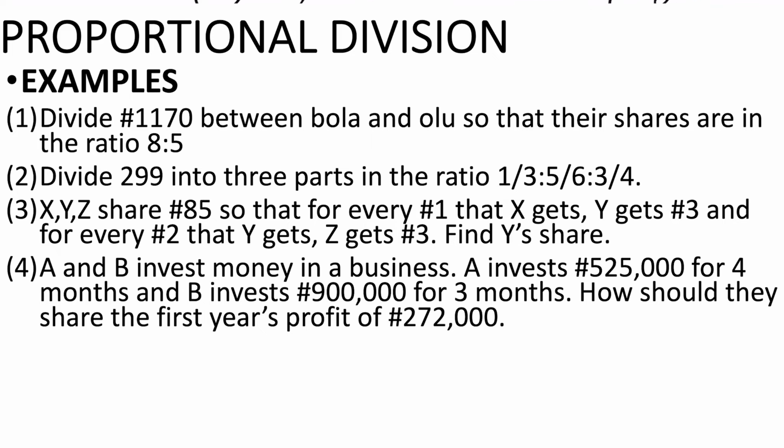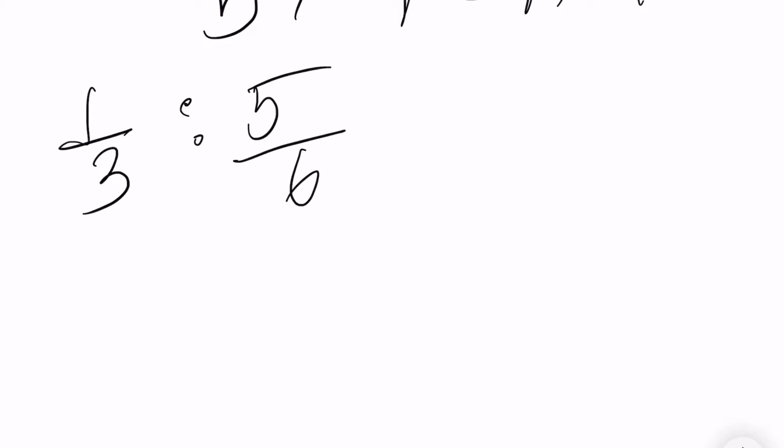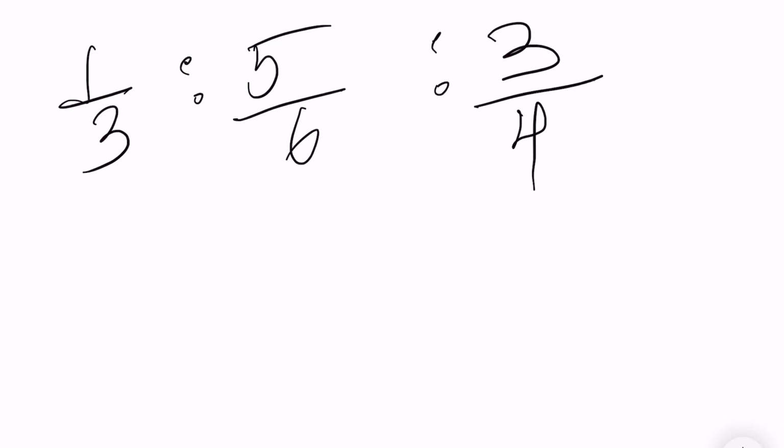Now, the second example today says, divide 299 into 3 parts in the ratio 1/3, 5/6, and 3/4. Here we have 1/3, 5/6, and 3/4, where we multiply everything by 12.